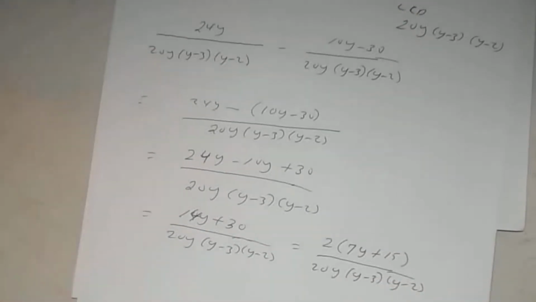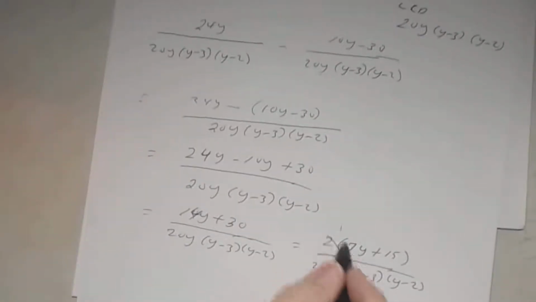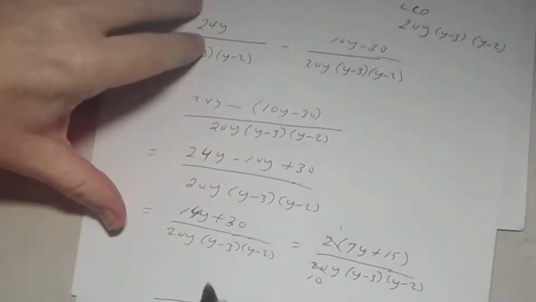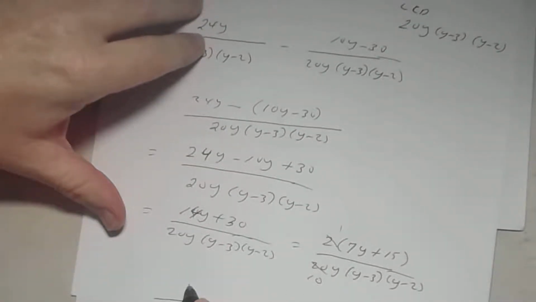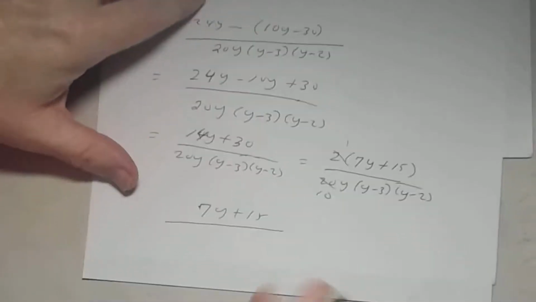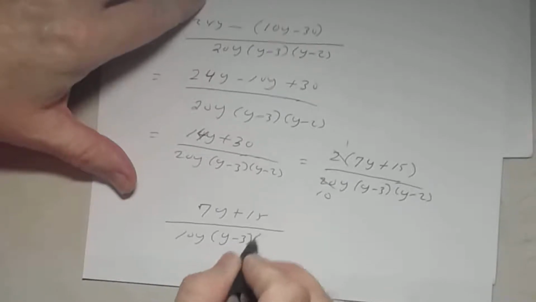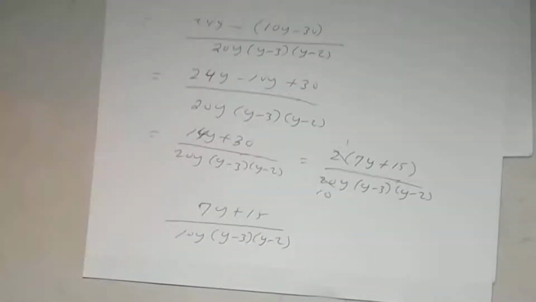Once you factor, then you want to see if you can reduce anything. Can I reduce anything? The 2 and the 20: 2 divided by 2 is 1, and 20 divided by 2 is 10. So what is the final answer? 1 times 7y plus 15, over 10 times y minus 3, y minus 2. All right, so that's your answer.